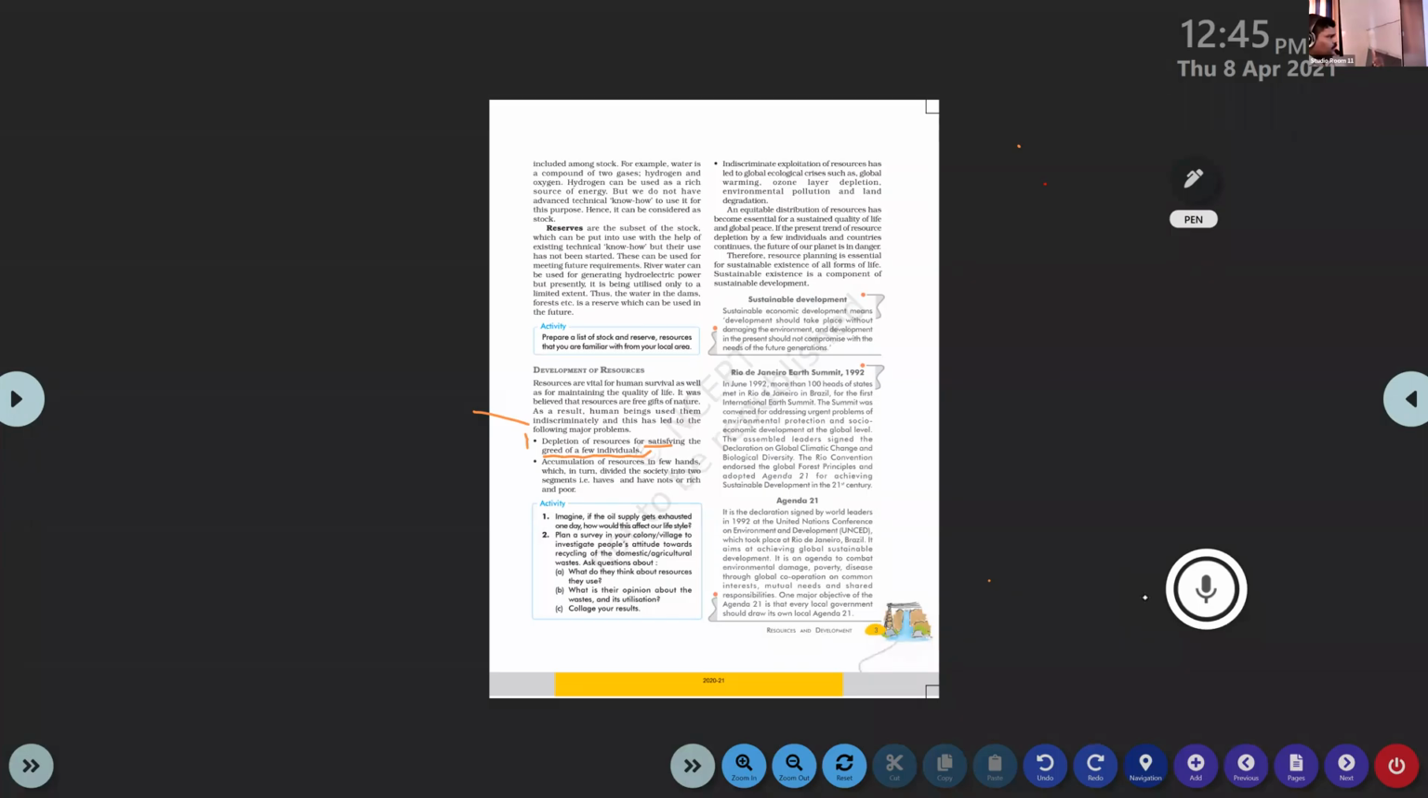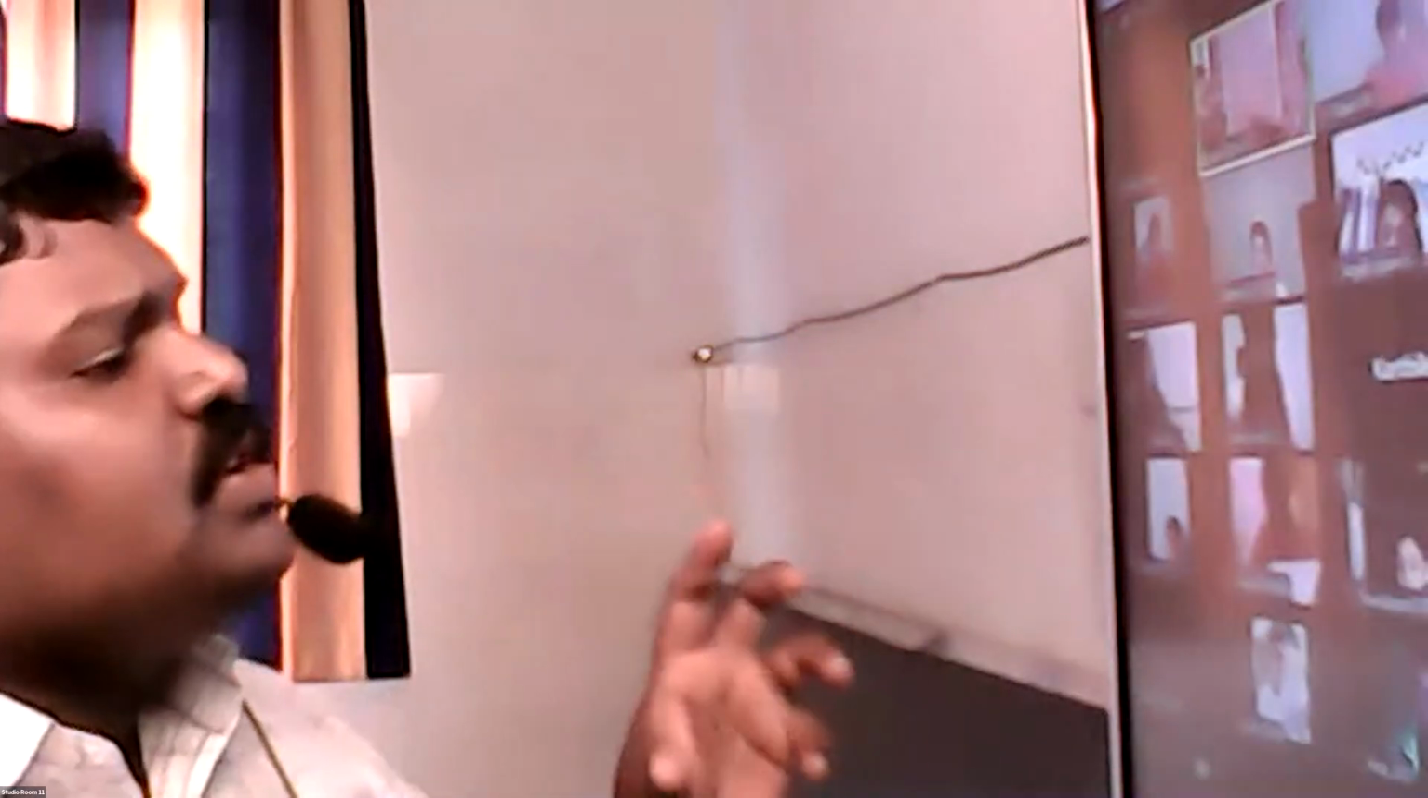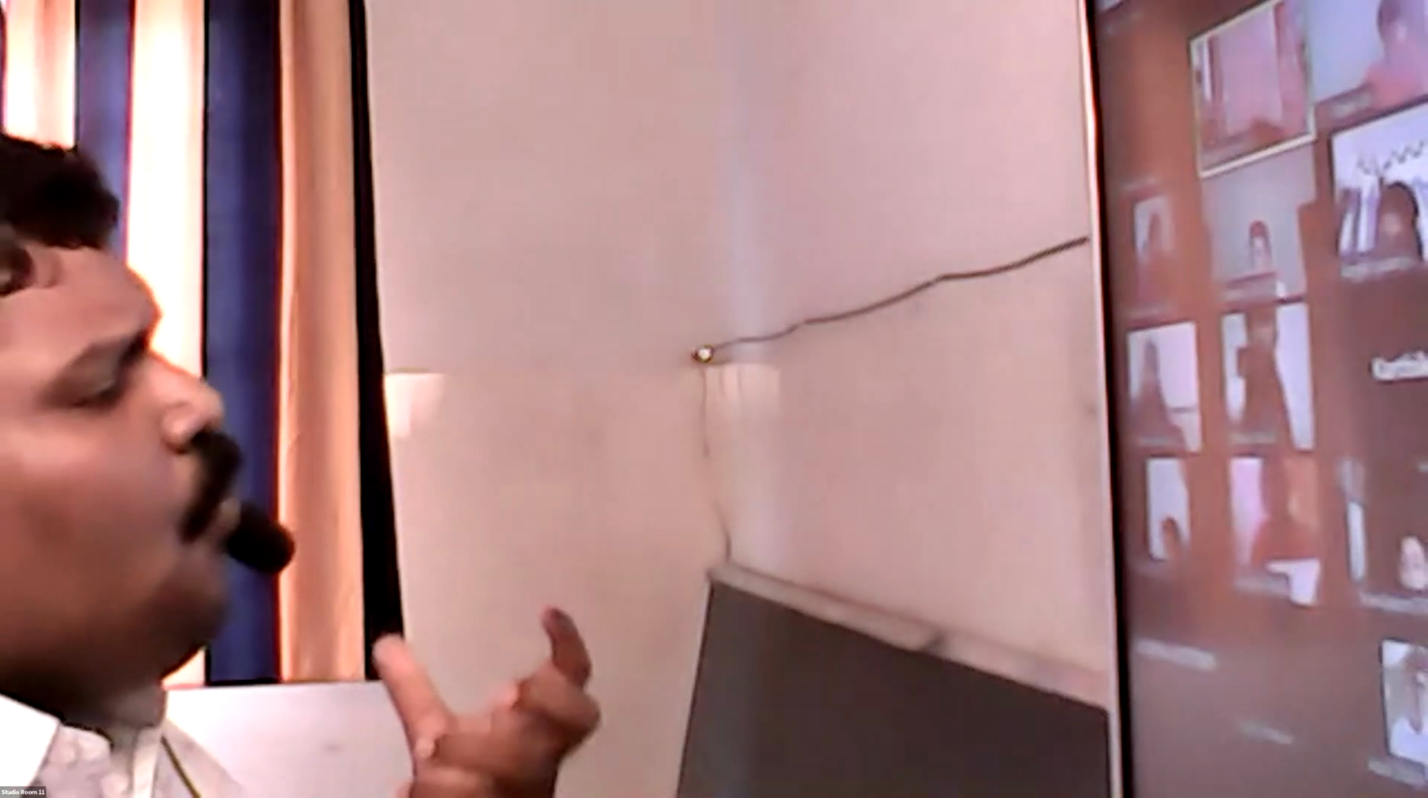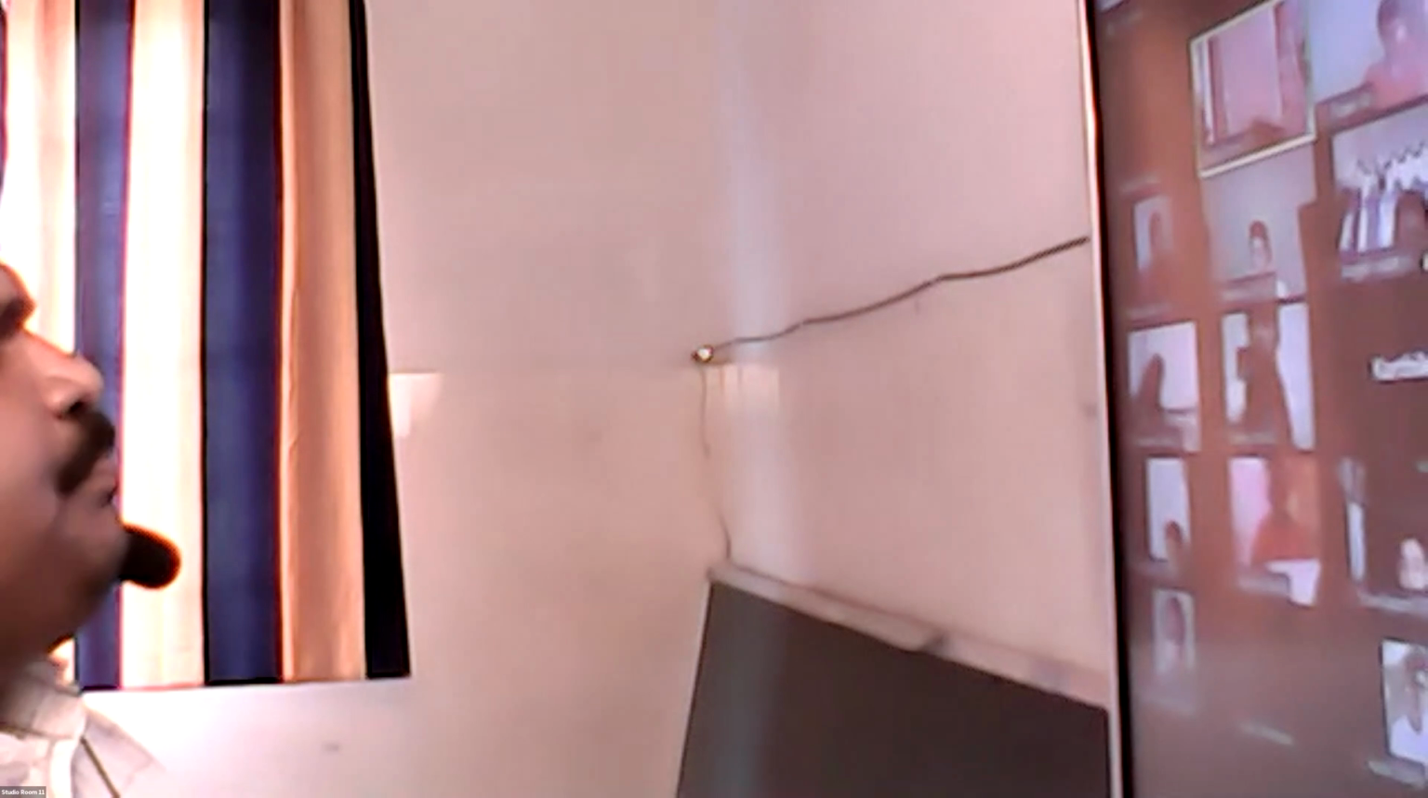The second point: accumulation of resources in a few hands, which in turn divided the society into two segments, haves and have-nots. I mean, rich and poor. Some people maintain and manage these resources, so they are able to make money.